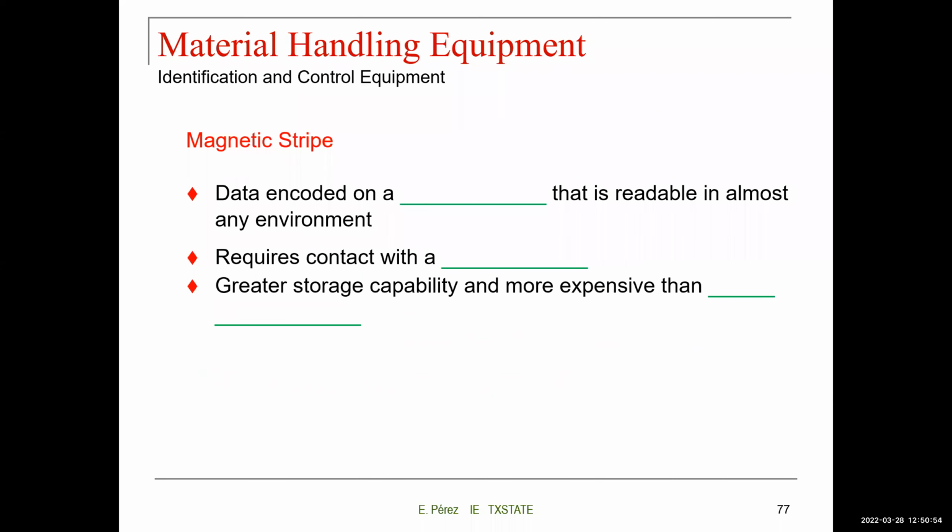The magnetic stripe, the kind you have in your credit card or debit card, has data encoded on a magnetic stripe, and that is readable in almost any environment. But it requires contact with a reader, and has greater storage capability and is more expensive than the barcode.